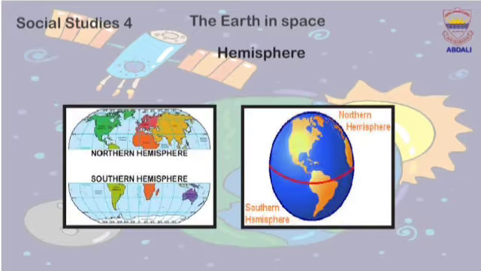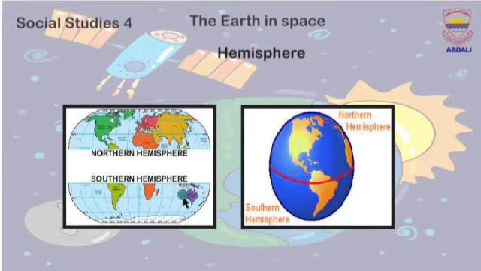Hemisphere. My dear students, hemisphere is a compound word that is made up of two different words, hemi and sphere. Hemi means half. And the equator divides the Earth into two halves, Northern Hemisphere and Southern Hemisphere.